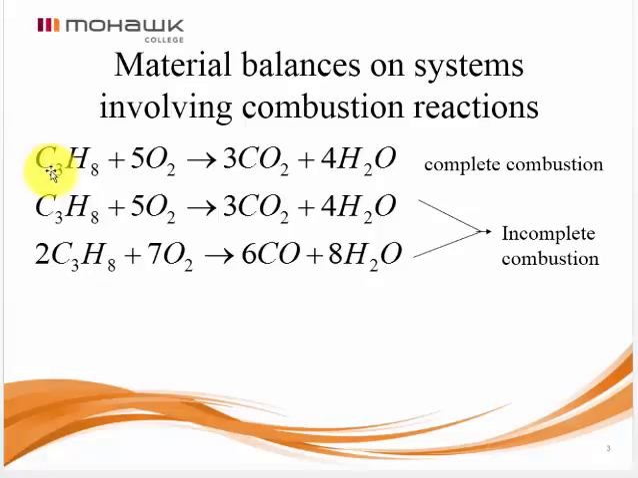If we have a complete combustion, here is an example: 1 mole of propane would react with oxygen, and as the result of this combustion process, we will produce 3 moles of carbon dioxide and 4 moles of water. Here we have only carbon dioxide, which indicates that this process is a complete combustion. If we do not have a sufficient amount of oxygen fed into the process, we would end up with incomplete combustion, and an incomplete combustion process would produce carbon dioxide and carbon monoxide.